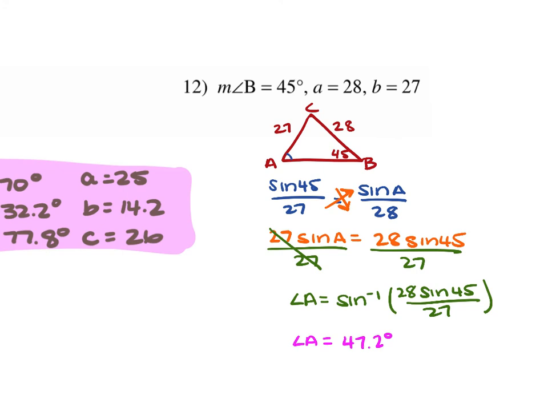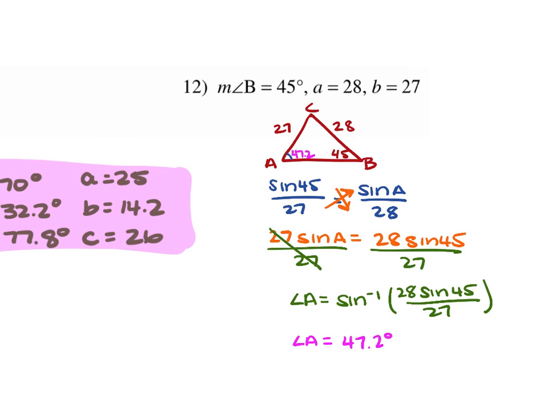Again, to find the other option, you would take 180 and subtract the 47.2 from that. You get 132.8. If you add that with the 45, it's still less than 180, so you'd have 2 solutions for this one as well. Again, we're just going to work with one of them for right now and work the rest of the way through this. So we found angle A, which is 47.2.